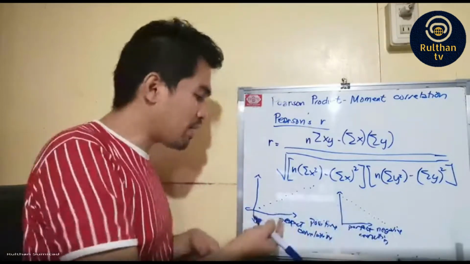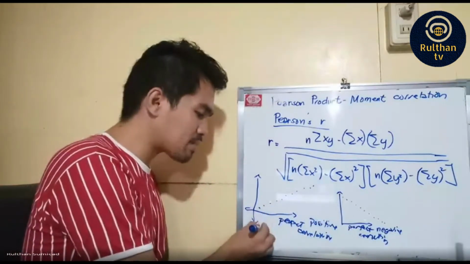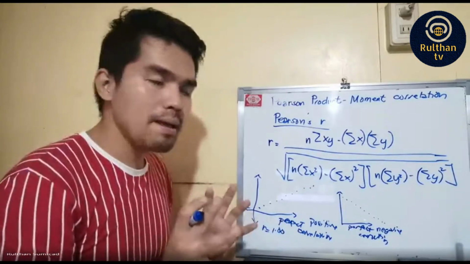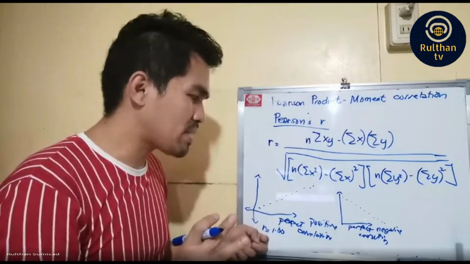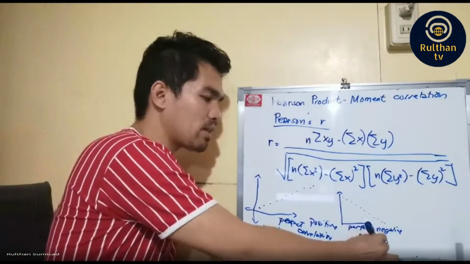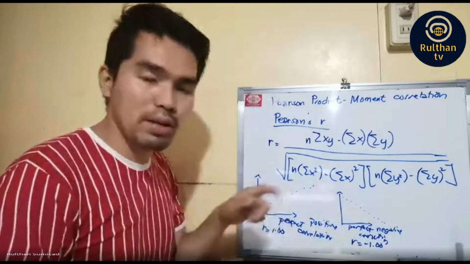By the way, if it is a perfect positive, then R is expected to be 1.00, meaning there is a perfect positive correlation. But if it is negative, then R equals negative 1.00. So there is a perfect negative correlation.